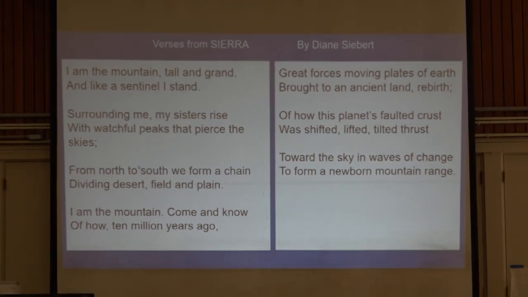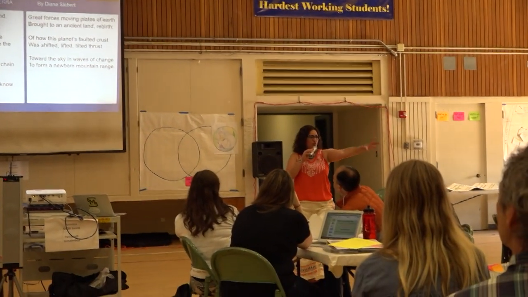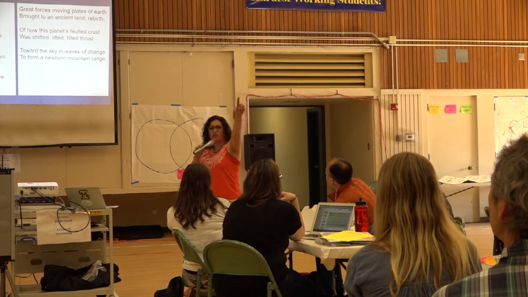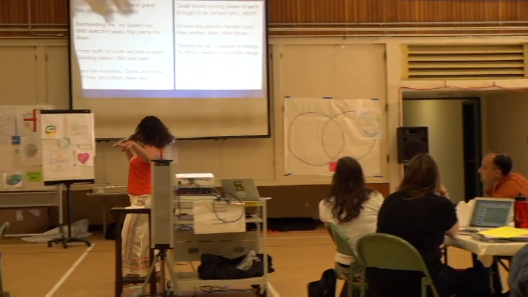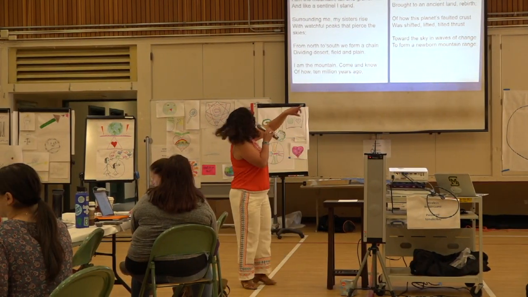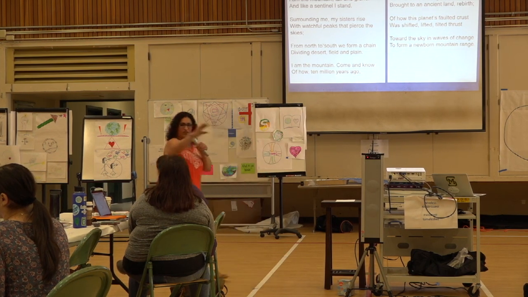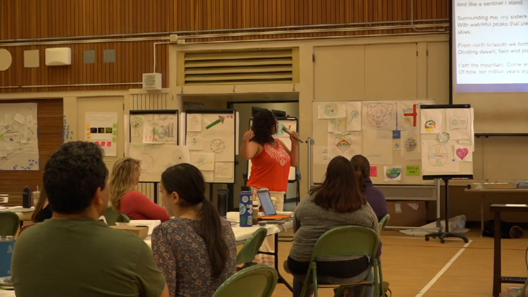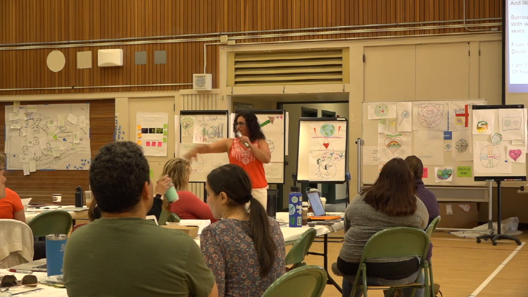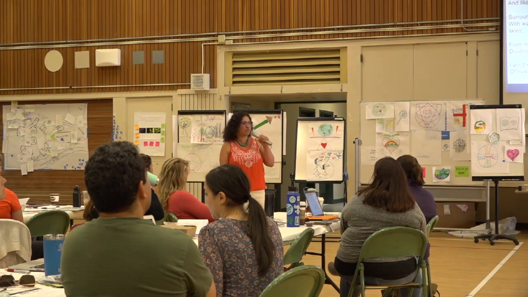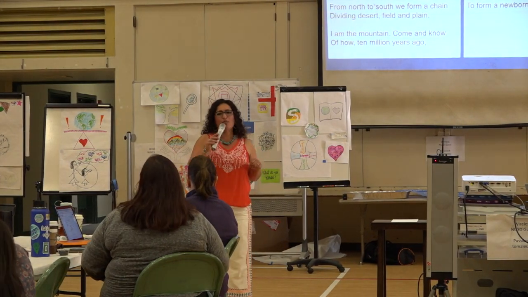The movement already, right? So we're gonna do six groups because we're all gonna do the first one together. So you guys are one long group. Let's do two back there. You're the second two lines, third two lines. I'm sorry, the first one we're doing together. So you guys are surrounding me from the north. I am the mountain, these two tables. Great forces moving, all you guys, of how the planet, that's those two tables, and then us last ones we're gonna do towards the sky and waves of change.